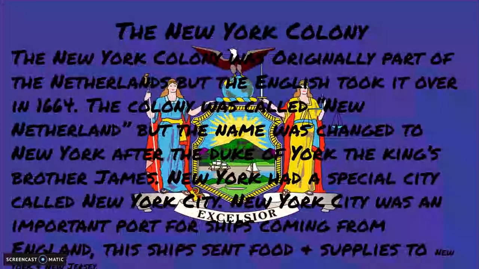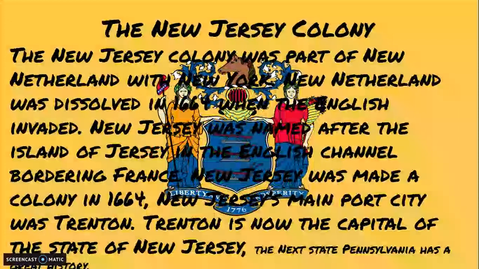So New York, the New York colony, originally New Netherland, had the city of New Amsterdam, but the name changed to New York after the Duke of York, the king's brother, James, future James II, King of England and Scotland. New York City was named after that. It was a port city coming to England. The ships sent food and supplies to the rest of the colony. So it was more of a shipping colony and more farming.